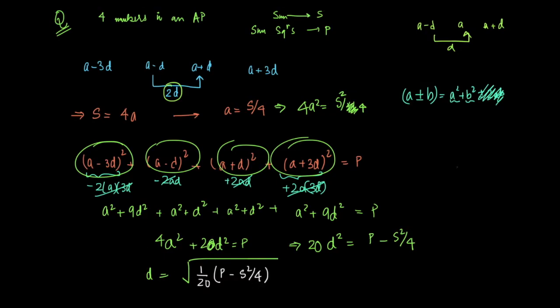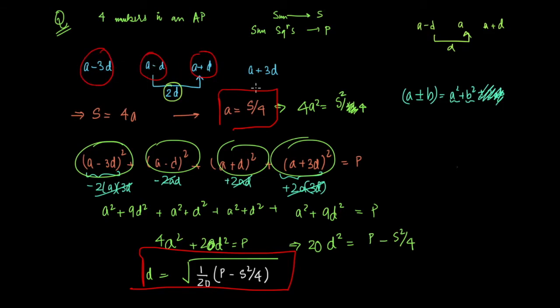So that's it. That's all that you have to do. Now you figured out what a is, and you figured out what d is as a function of p and s. And in order to figure out the terms in the AP, all you have to do is use these two formulae to get a minus 3d, a minus d, a plus d, and a plus 3d. Okay, so that's all that you have to do. So this makes it very easy.